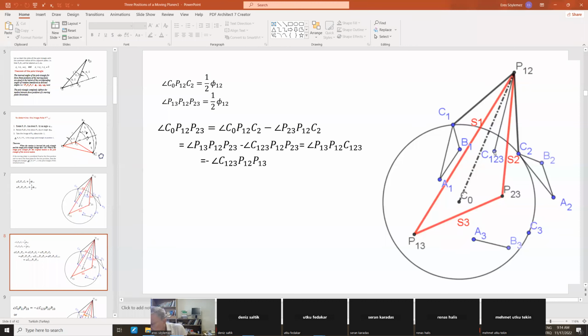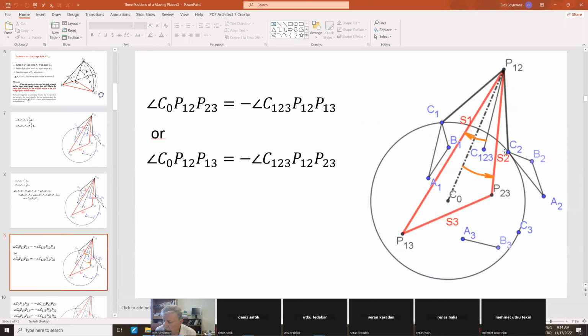The angle made at P12 by C0 with respect to side 2 is equal and opposite to the angle made by the base point with respect to P12 with respect to side 1. Okay? Now I can generalize this. These two angles are the same. This angle and this angle is the same. So I can generalize this.